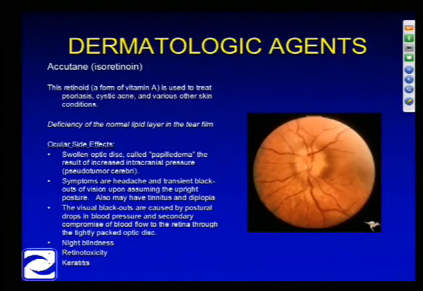Because isotretinoin is related to vitamin A, it can cause night blindness and some toxic effects on the retina if it's used in high doses, and it can cause some keratitis and conjunctivitis or chronic irritation of the eye, and that's probably related to the changes in the lipid layer of the tear film.